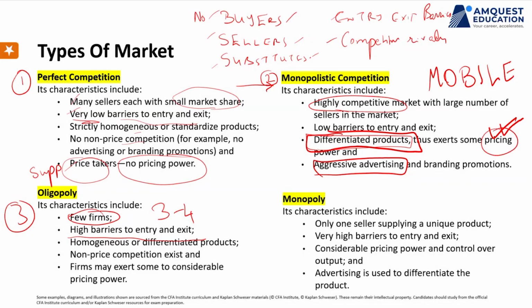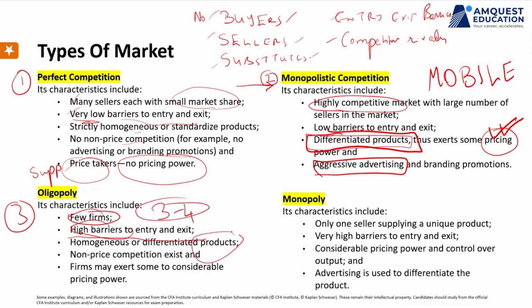You can't enter easily. And if you try to enter also, you can't exit easily. You can't just suddenly say, okay, I'm going to stop. You'll have to clear all the dues. You have to clear the wires. You have to clear the telecom dues. You have to pay the spectrum fees. So therefore, the barriers are very high. And therefore, you have very few players.